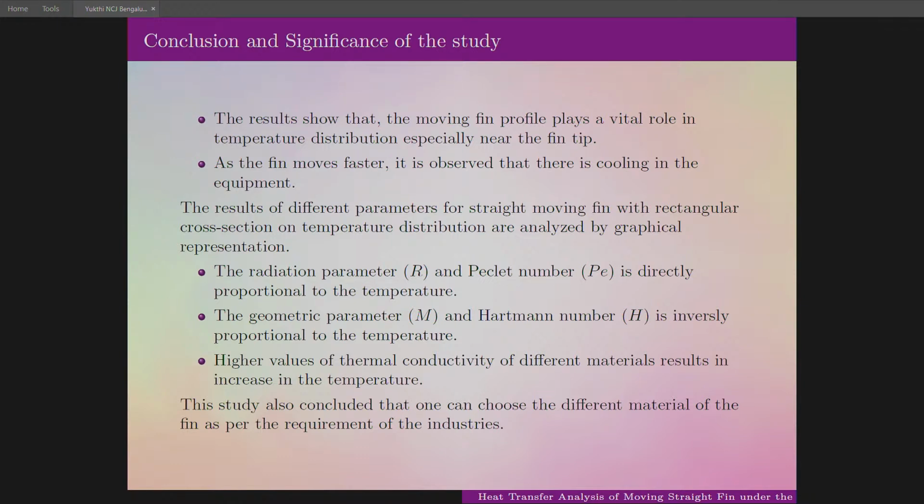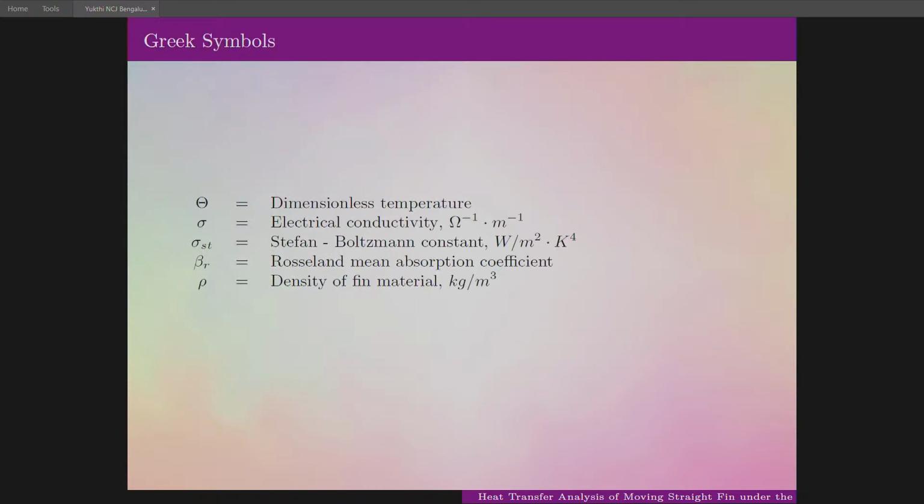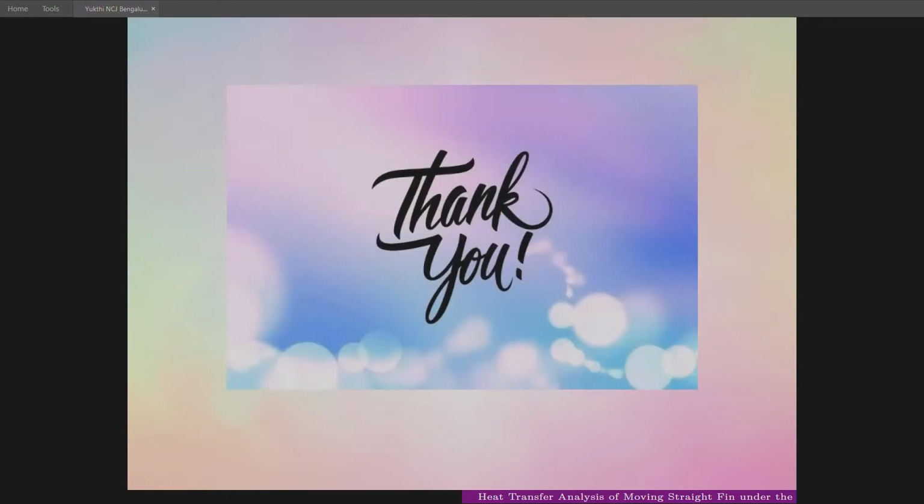From the graphical representation, we can conclude that radiation parameter and Peclet number are directly proportional to temperature. Geometric parameter and Hartmann number are inversely proportional to temperature. Higher values of thermal conductivity of different materials result in an increase in the temperature. It can also be concluded that one can choose the different material of the fin as per the requirement of the industries. These are some of the nomenclature we have used in our project. Thank you.